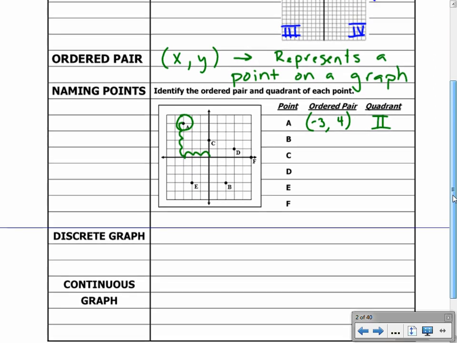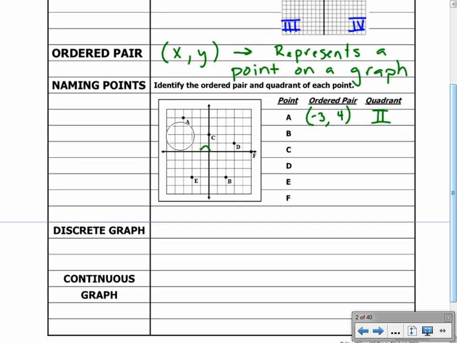All right, so point B, let's erase this, start over. Okay, point B, if I start at the origin, I have to go right 2, so that'll be a positive 2 for x, and then I have to go down 1, 2, 3, so that would be a negative y value since I had to move down, and it's located inside of quadrant 4.